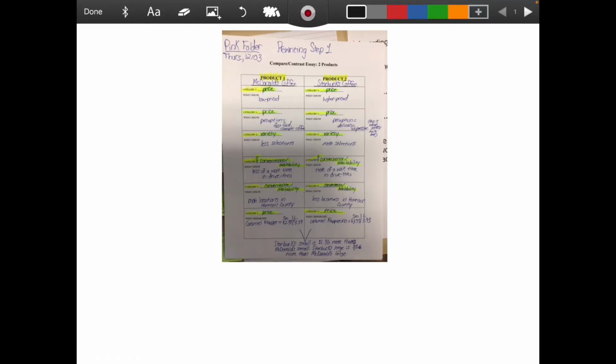Here is my pre-writing step 1 sheet, once again from the pink folder, Thursday, December 3rd. It was the second assignment we did with all of this essay stuff so far. And what I got from my two assignments, my two websites, what I researched and found out was this information here. So this is the information I'm going to put into my essay.